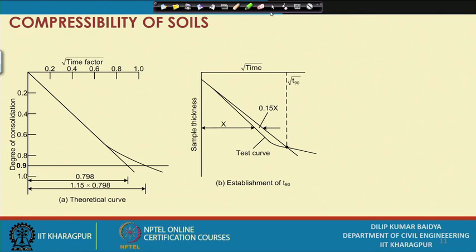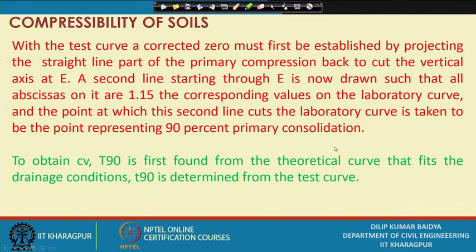Now, based on this construction, you are getting U90. Once you get the U90, let me repeat whatever I have mentioned.